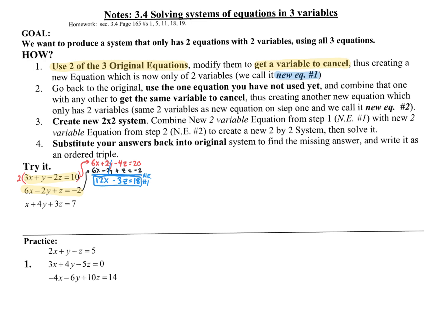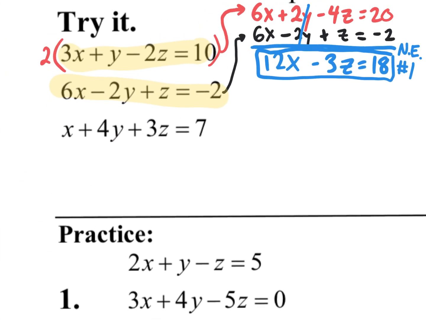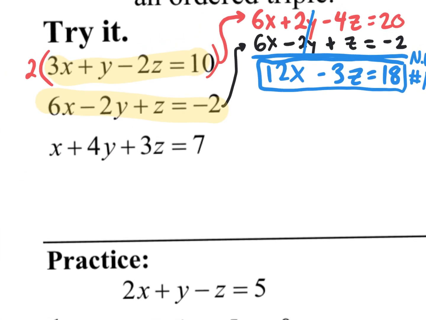But what's the goal here? We want to combine it with any other equation, of course modifying them, to get that same variable to cancel. So right here the y's canceled. We want to use this third one, but we need the y's to cancel. The same exact variable that canceled in step 1, we need that y to cancel also, right? So how am I going to get this 4y to disappear?